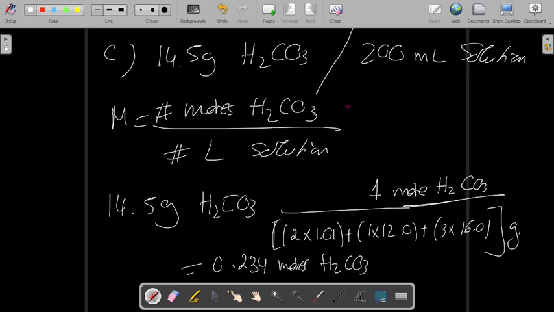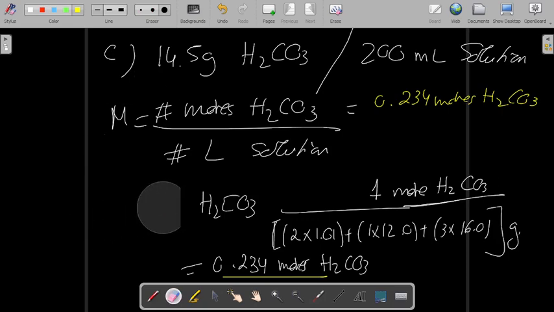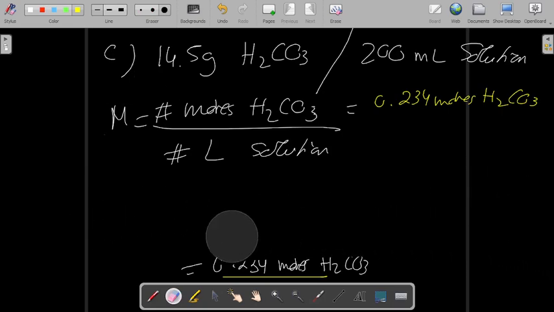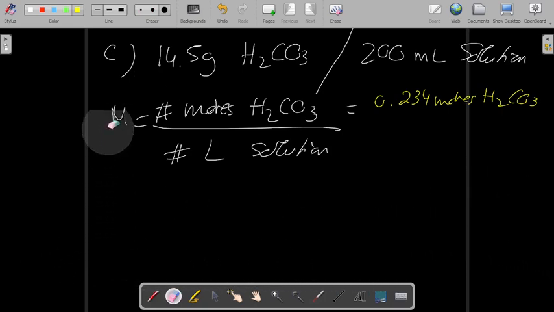Okay, so now I do have this number right here, goes right here, okay? So I'm going to put it right here, 0.234 moles of the acid. I'm going to erase this section right here, because this is done. This is a video, so you can go back and study the numbers if you need more. I'm going to put it in red.